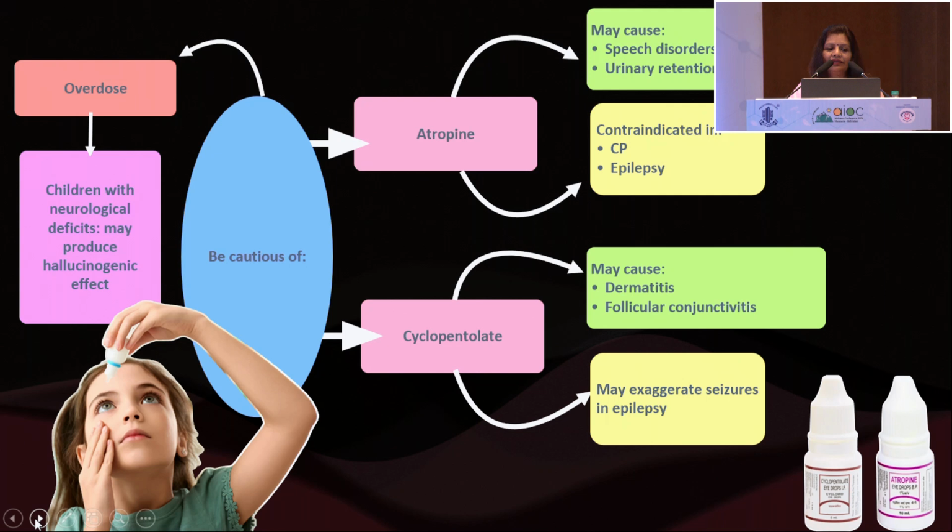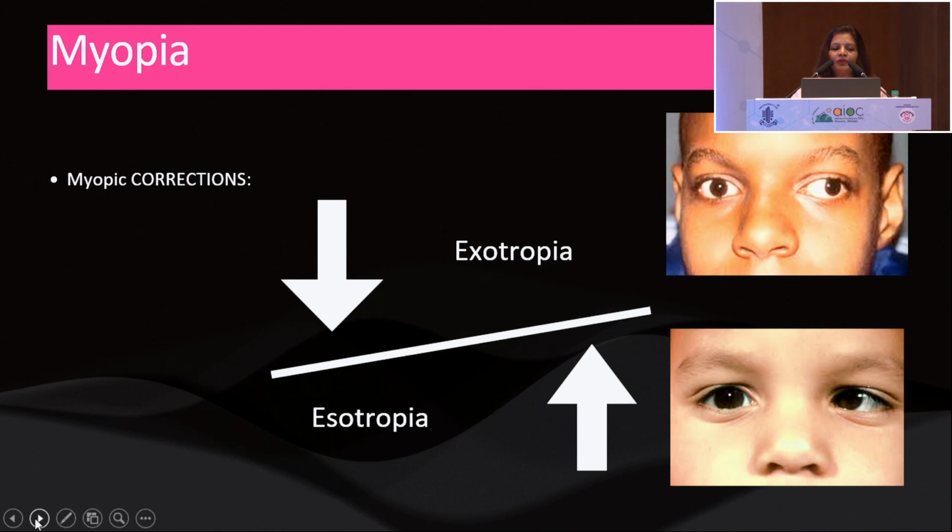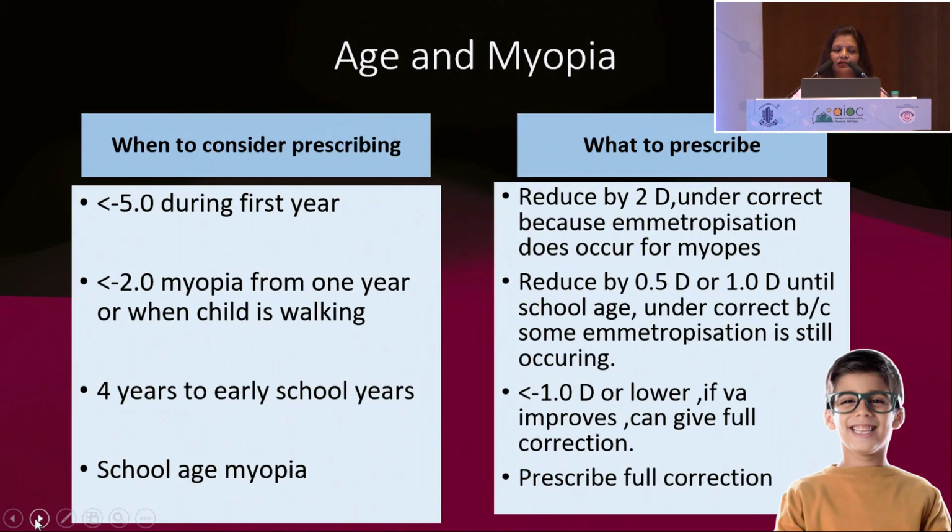And if you are dealing with children with neurological deficit, overdose may produce hallucinogenic effects. So how do you prescribe the spectacle power? In case of myopia, if you undercorrect it, that might lead to exotropia, and if you overcorrect it, it might lead to esotropia. So you have to be very cautious while dealing with such children.